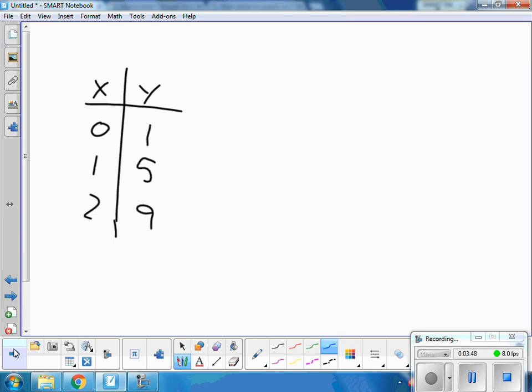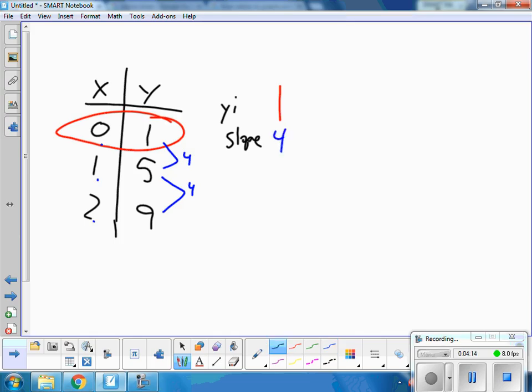I've got this one right here. So let's take a look. I'm going to be trying to find the y-intercept and the slope. Okay, y-intercept is going to be where x is 0, so it's right there. My y-intercept is 1. And my slope is going to be, okay, 0, 1, 2, so it changes, okay, this one changes by 4, and this changes by 4, so my slope is 4. I know my equation now. y equals 4x plus 1. I've got all my pieces here.